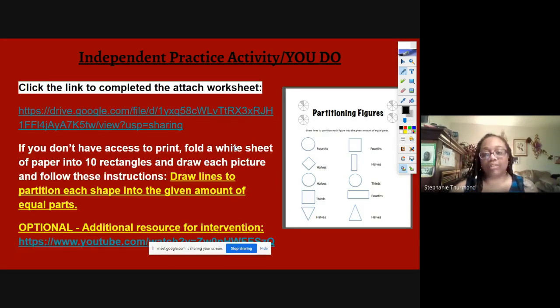If you are still having trouble with partitioning and just need a little extra help, there is an additional resource that I have provided for you down here at the bottom. Again, that resource is available on this PowerPoint, and it will be available on the lesson plan as well for you to go back and review.